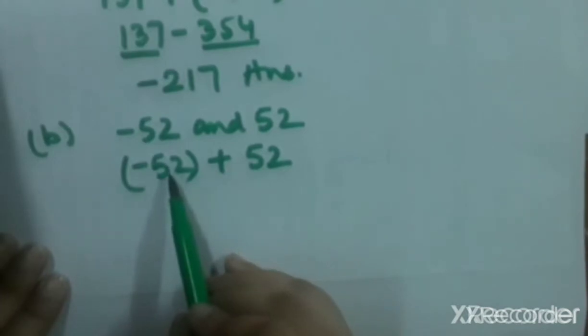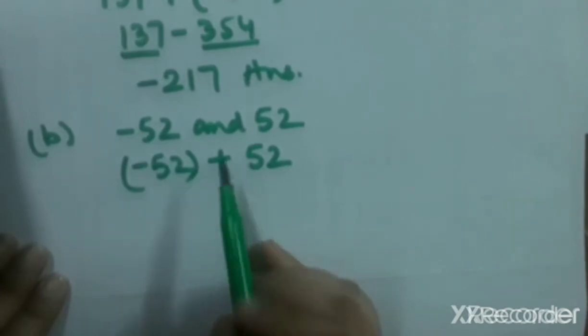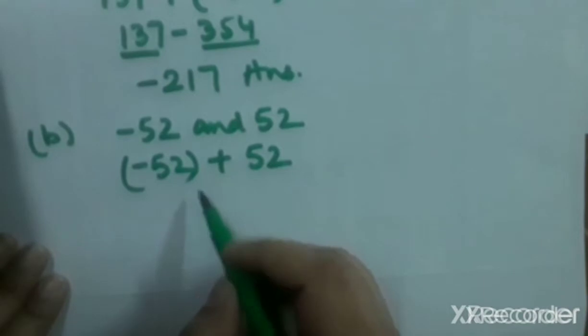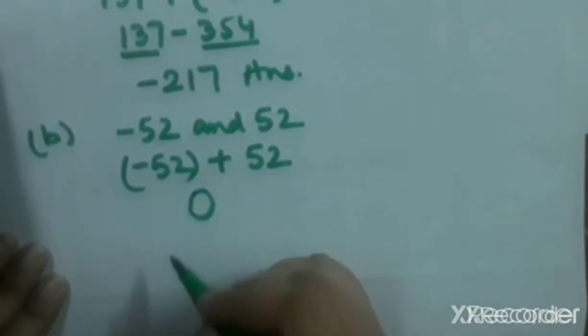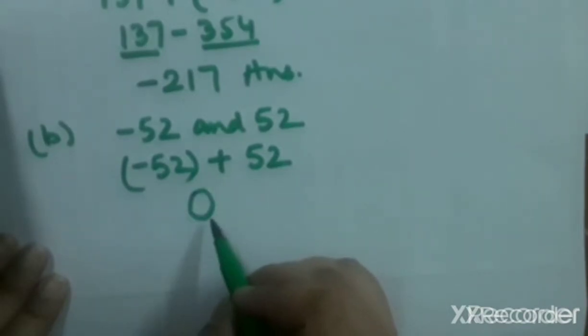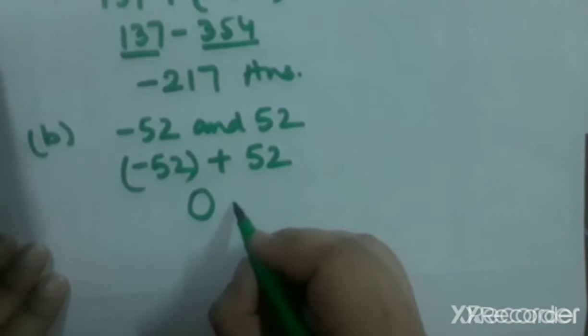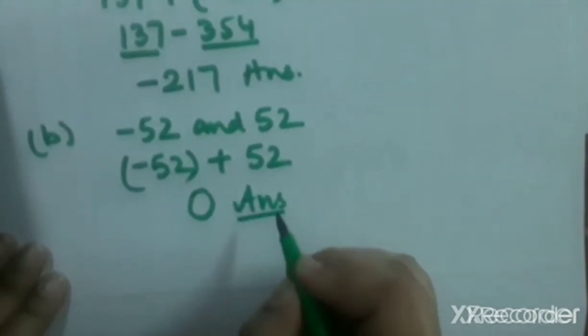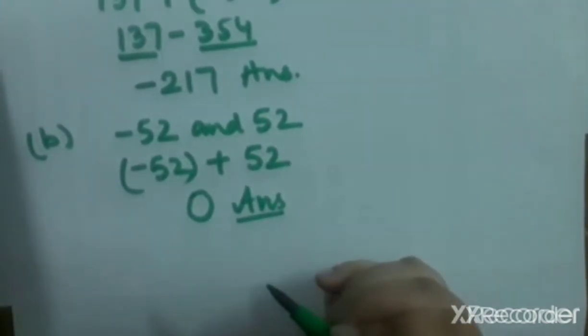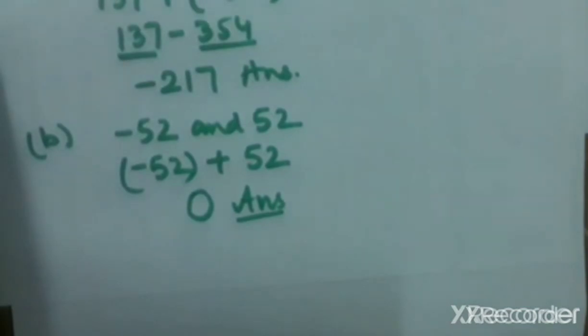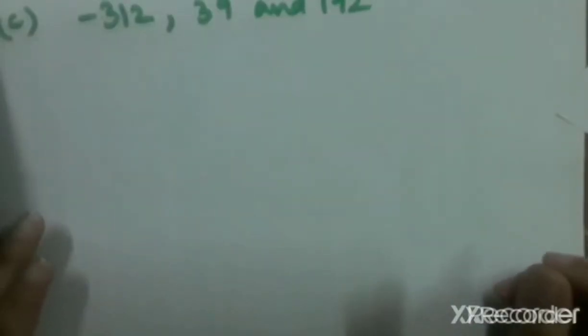So without looking into the sign, if I subtract 52 and 52, the result is 0. Now 0 is neither a positive nor a negative integer, so we won't put any sign in front of 0. So the answer is simply 0 over here. In papers also you are not going to put any sign in front of 0. Let's continue with question number 4, C part.